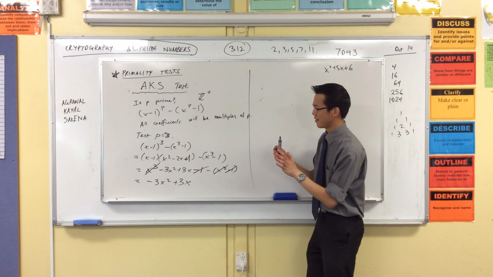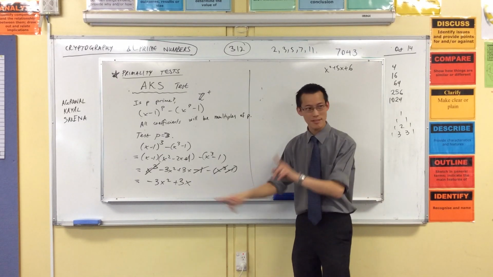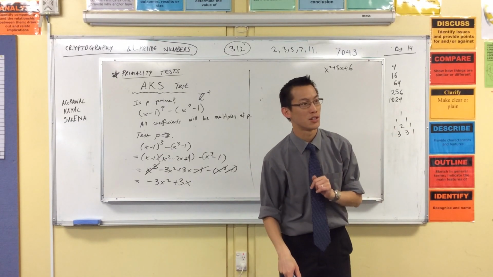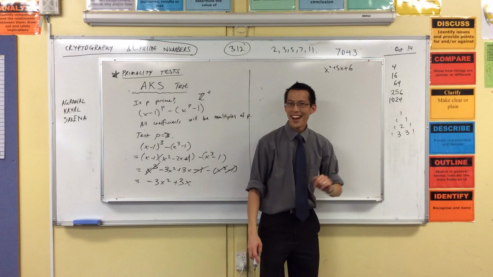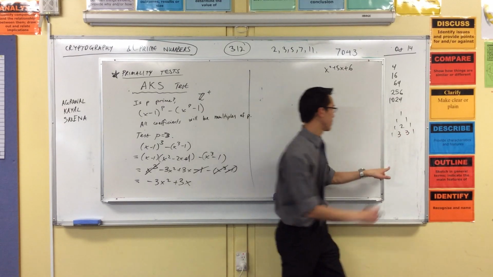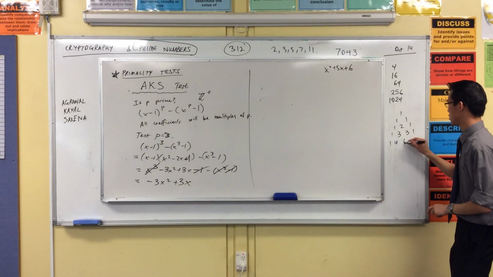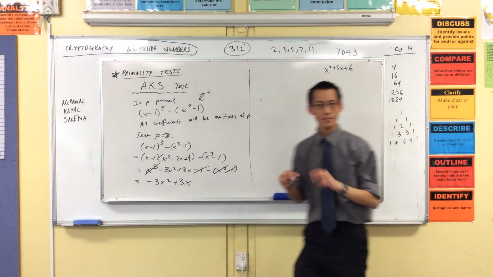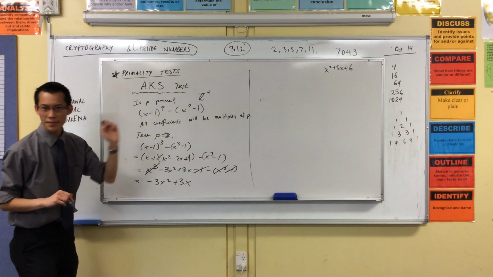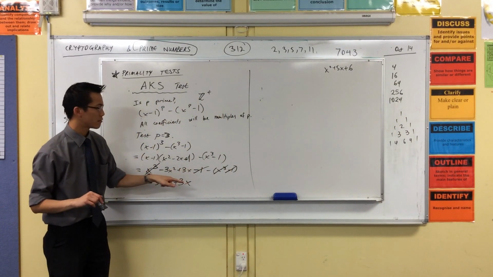Okay, so let's give this a go. Let's just go to the next one. Have a look at this: 1, 4, 6, 4, 1. That's the next row, right?